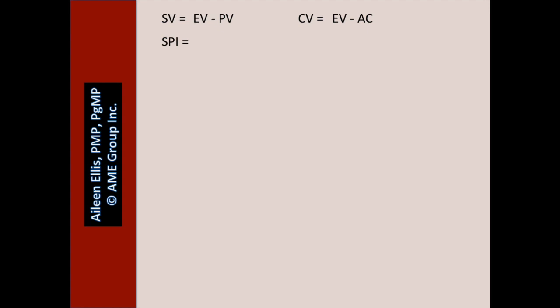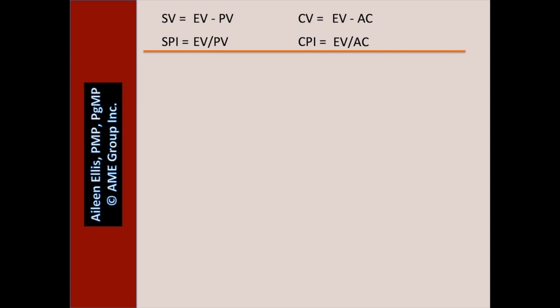Related to schedule variance, we have SPI. We'll use the same two terms, EV and PV, but since we have an index, we divide them. SPI equals EV divided by PV. We'll move on to cost performance index. We'll use the terms EV and AC, but since it's an index, we divide them. CPI equals EV divided by AC. I would think of these first four as a grouping and study them together.